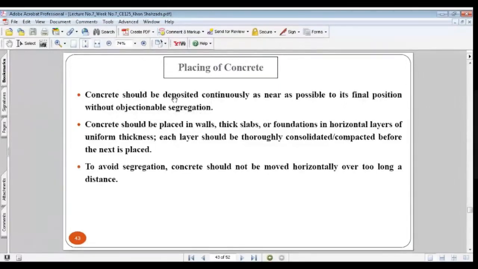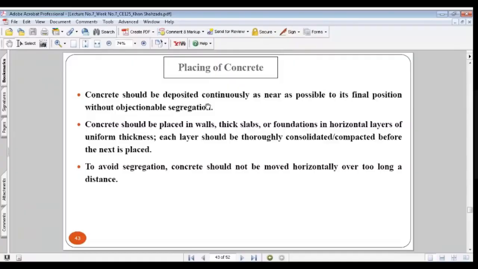As we discussed in the last class, the concrete should be supplied continuously to the project site to avoid delay in the concreting, and also to avoid the setting of the concrete, and to avoid segregation of the concrete. So if you are working on site, you should supply concrete continuously as possible to its final position. As I told you, the transportation distance should be as minimum as possible, without objectionable segregation.